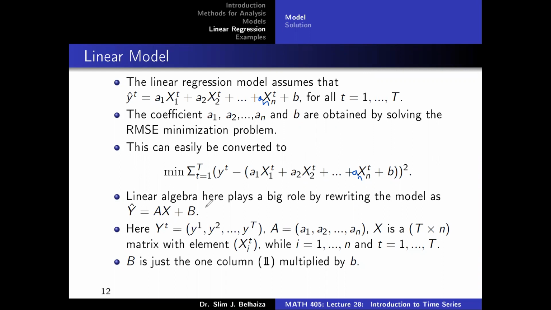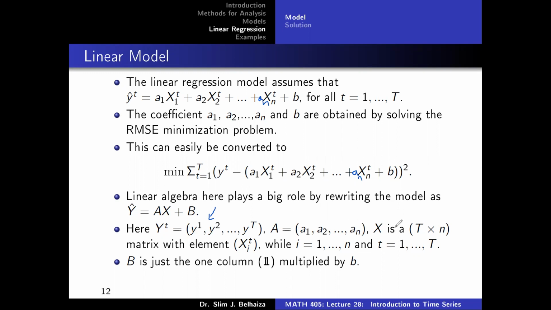So linear algebra here plays a big role by rewriting the model as y hat equals Ax plus b here. So what did we do here? We introduced the vector y capital T, which gathers all the output variables in one vector. And A is the matrix which contains all the coefficients a1 till an.